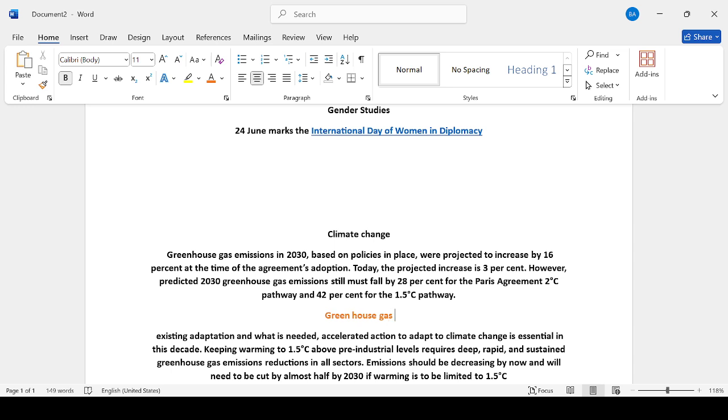Gas emissions may increase by 16%. At the time of the agreement's adoption, the projected increase was 16%.